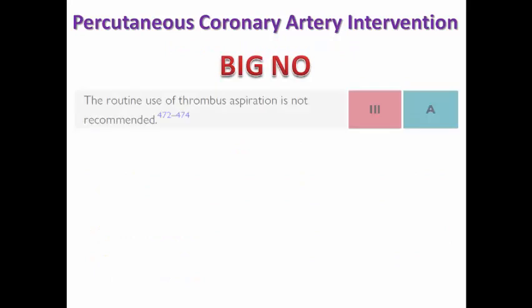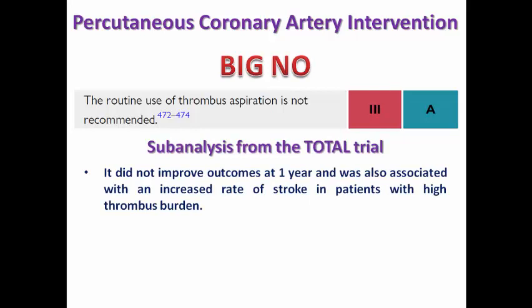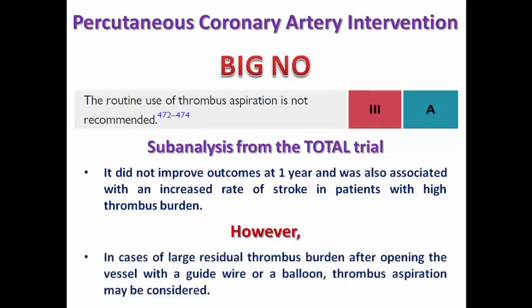And the big no: the routine use of thrombus aspiration is not recommended. This is a class 3 recommendation. In a sub-analysis from the TOTAL trial, it did not improve the outcomes at 1 year. Moreover, it was associated with an increased rate of embolic stroke in those with high thrombus burden.